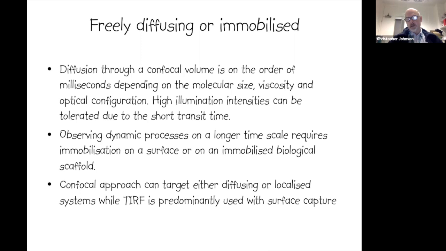So I've discussed several times the fact that with single molecule techniques, you can look at freely diffusing systems, or you can think about immobilizing your systems in some way. If we're thinking about studying our molecules completely in solution and able to freely diffuse, then we need to also consider timescales, in that the confocal volume is a micrometer or so, and therefore the transit time through that will be on the order of milliseconds, depending on the viscosity, the molecular size, and your optical configuration. So in this way, high illumination intensities can be tolerated, and photobleaching tends not to be a problem for these very short transit times.